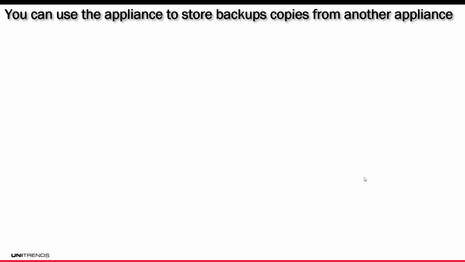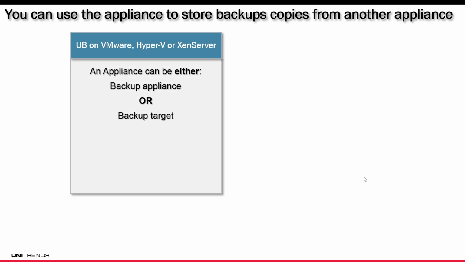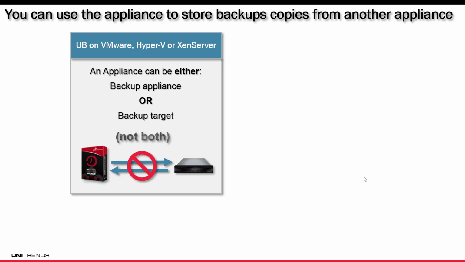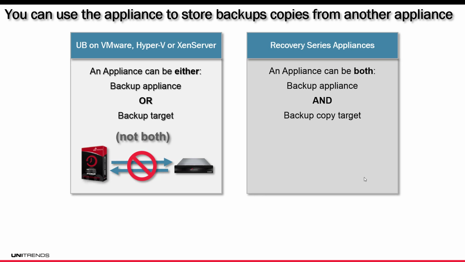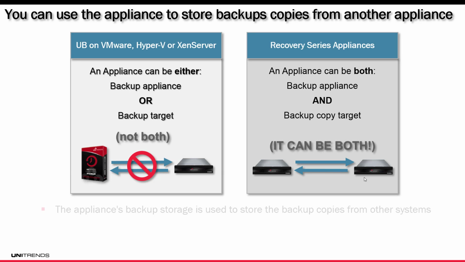Now, you can also use the appliance to store backup copies from other appliances. But if it's running UB on VMware, Hyper-V, or Xen Server, an appliance can be either a backup appliance or a backup target. It cannot be both. It's one or the other, not both. Now, if you're dealing with our Recovery Series appliances, our physical appliances, the appliance can be both. It can be a backup appliance and a backup copy target.